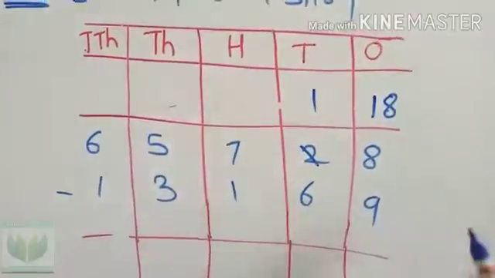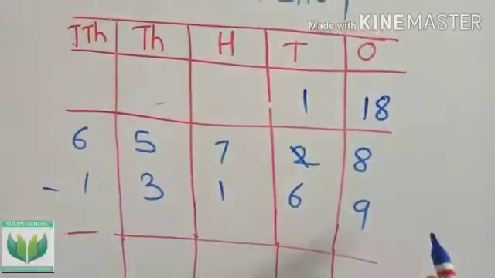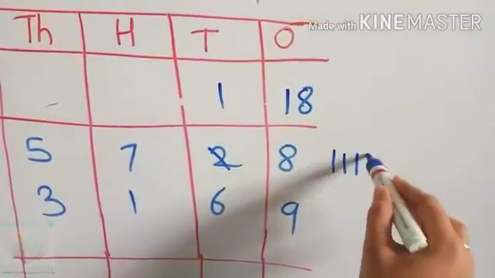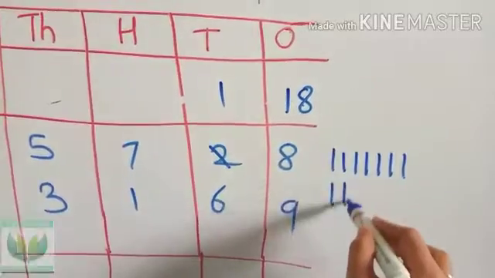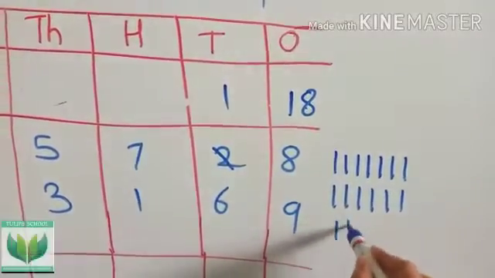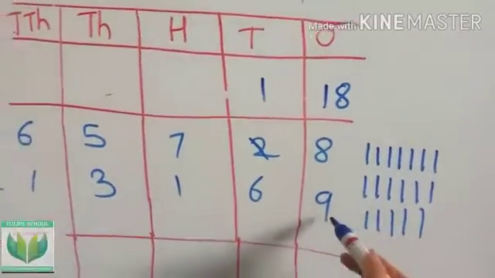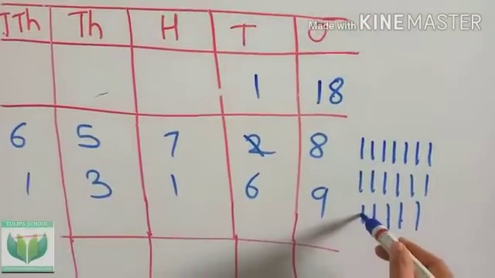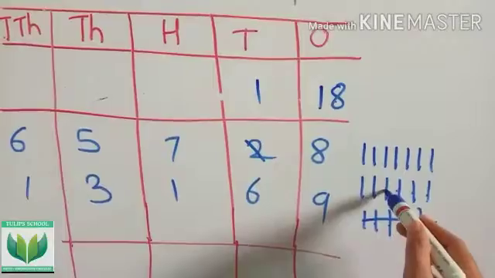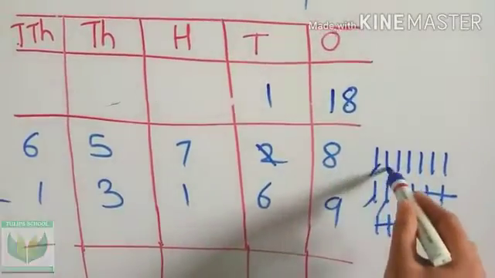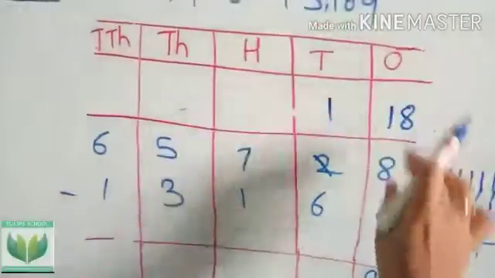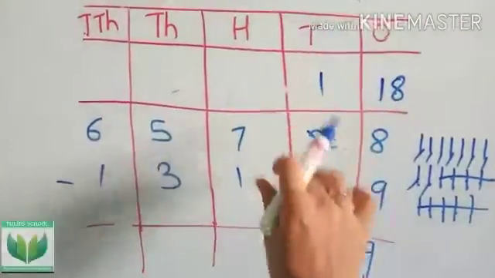Now 18 minus 9. If you know it directly you can do it, or with the help of lines: 1, 2, 3, 4, 5, 6, 7, 8, 9, 10, 11, 12, 13, 14, 15, 16, 17, 18. How many do we have to cross out? 9. 1, 2, 3, 4, 5, 6, 7, 8, 9. Remaining 1, 2, 3, 4, 5, 6, 7, 8, 9. This is the ones place. Now we have to do the tens place.